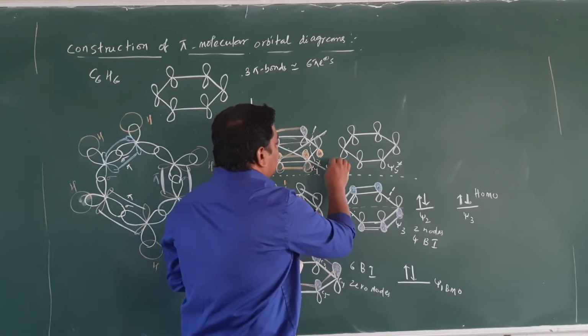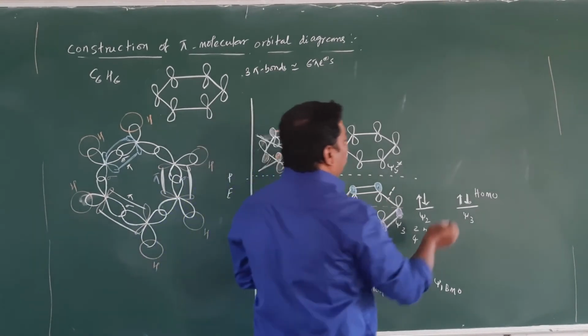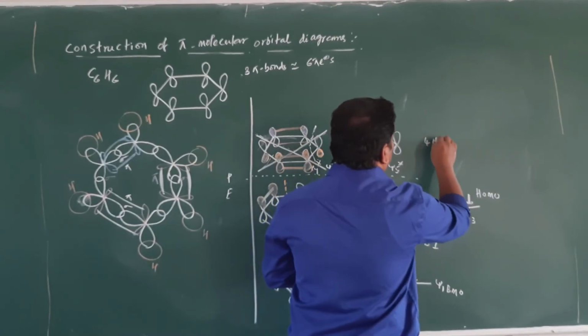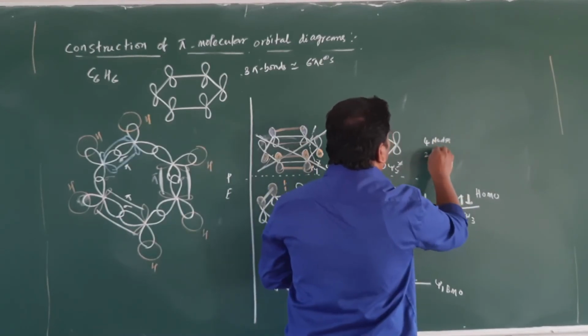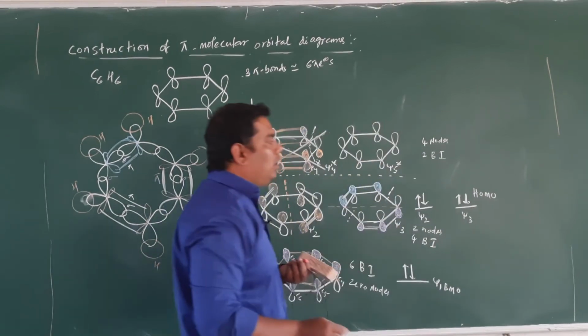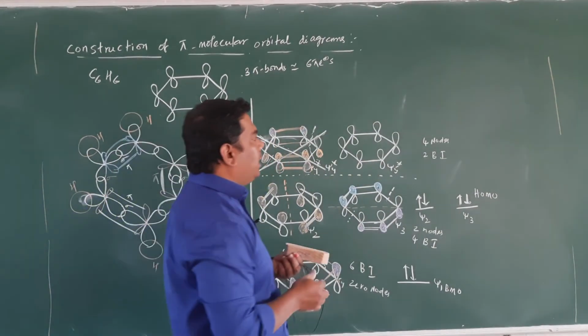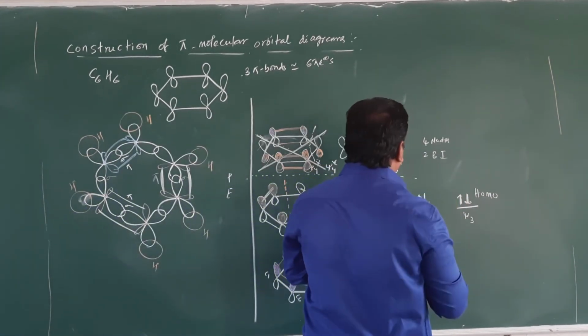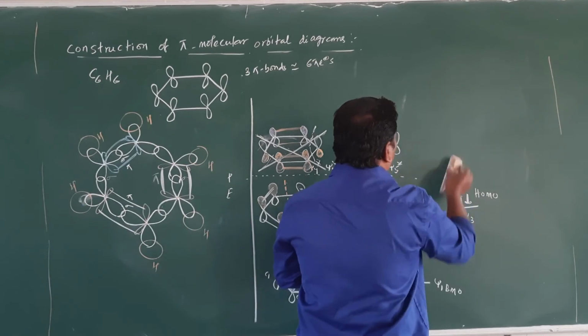So this is psi star 4. Here in this case the 4 nodes are present, so only 2 bonding interactions are possible. Okay, right. So 4 nodes and 2 bonding interactions.